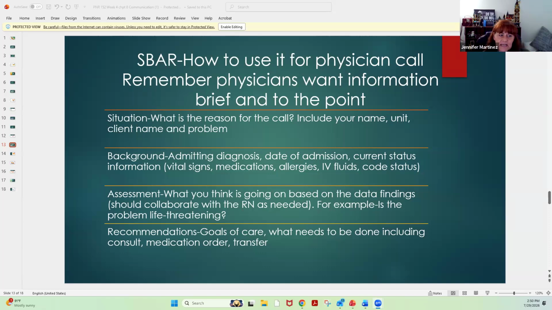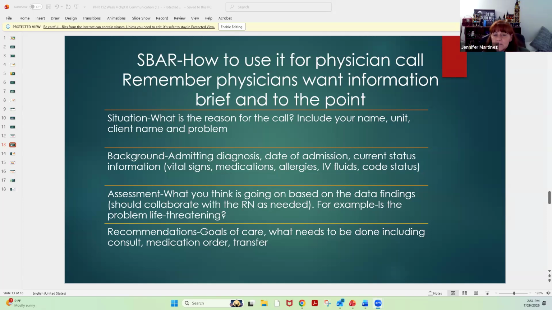And then assessment. What do I think is going on? Well, she just had a hip surgery, so probably it's not life threatening. Probably need to get an x-ray, right, and make sure that hip is okay. And then the recommendation would be, let's get an x-ray. Or if they fell and hit their head, maybe we need to send them out to the emergency room.